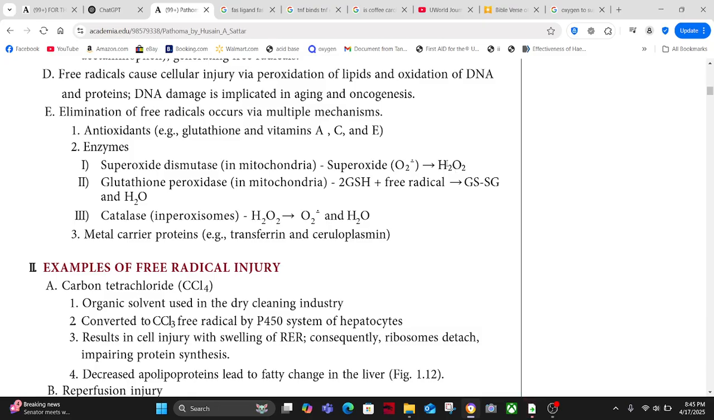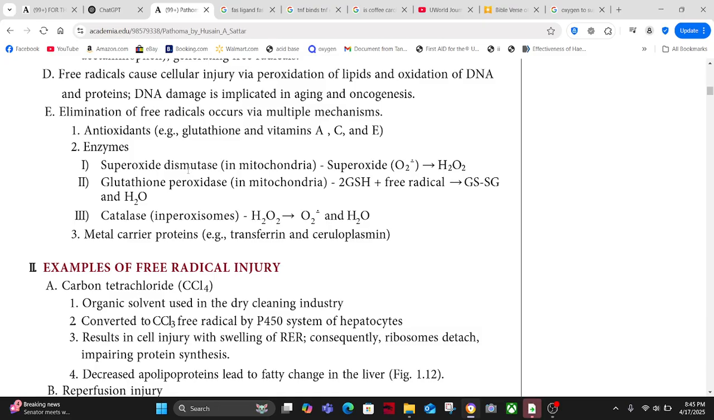So what the body does is it takes this hydrogen peroxide, and catalase takes the hydrogen peroxide and makes water and oxygen out of it. So the body is rid of free radicals. With superoxide dismutase, superoxide gets converted to hydrogen peroxide by superoxide dismutase.